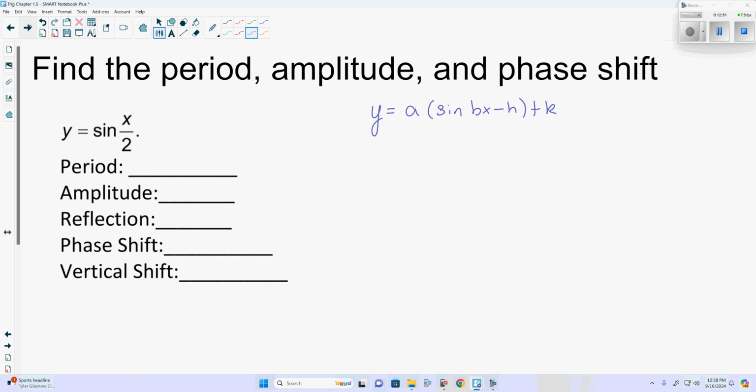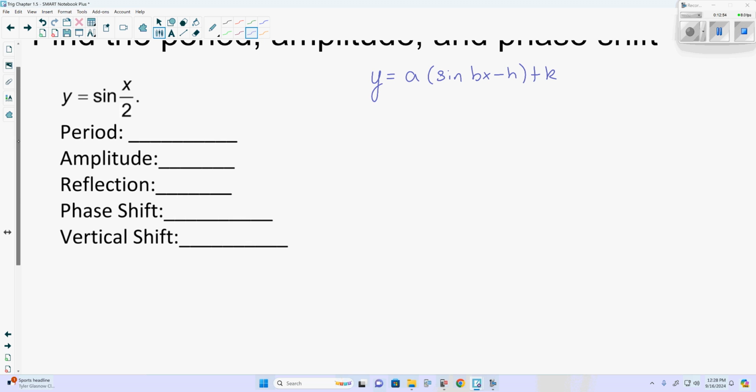So really we need to find A, B, H, and K. Because if we can find the values that go in these spots, we can find the rest of our information. So A, is there a number in front of sine? Well, there is. It is 1. So that tells us the amplitude is 1. The absolute value of A is our amplitude.